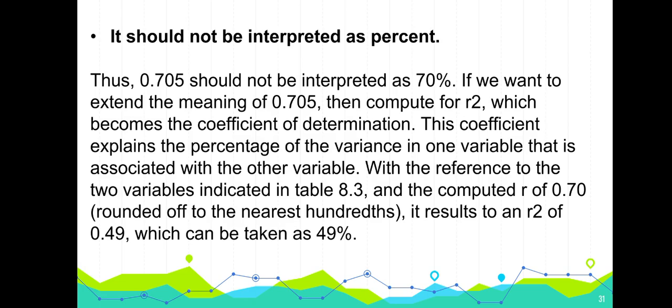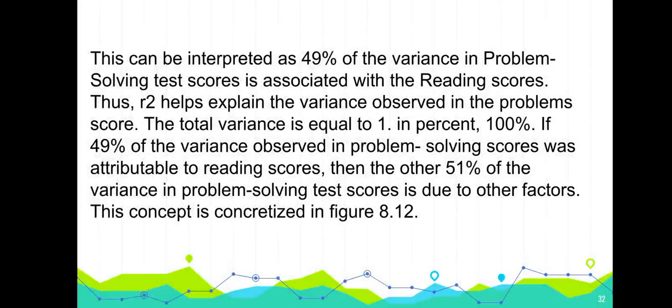This coefficient explains the percentage of the variance in one variable that is associated with the other variable. With reference to the two variables indicated in table 8.3 and the computed R of 0.70 rounded off to the nearest hundredths, it results in an R squared of 0.49, which can be taken as 49%. This can be interpreted as 49% of the variance in the problem-solving test scores is associated with the reading scores. Thus, R squared helps explain the variance observed in the problem-solving scores.